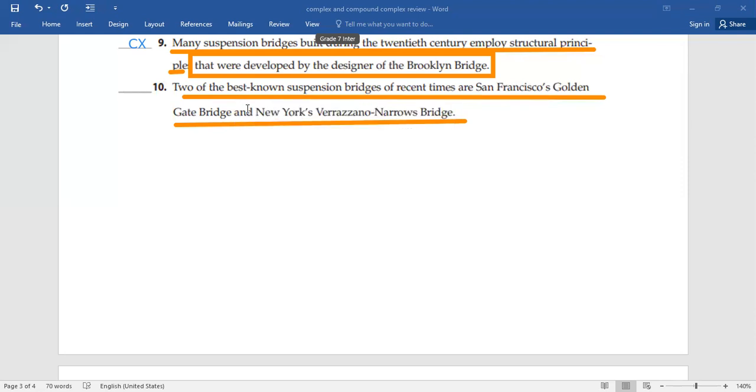If we have the word and, let's look at it. Is the word and joining sentences? If we take New York's Verrazano Narrows Bridge, is that a sentence on its own? No, right? So and here is actually joining predicate nominatives, the San Francisco Golden Gate Bridge and the New York Verrazano Bridge. Here we're joining two predicate nominatives after the linking verb are. So the word and here is a conjunction, however, it's joining predicate nominatives. It's not joining sentences. So technically, you only have one big independent clause.